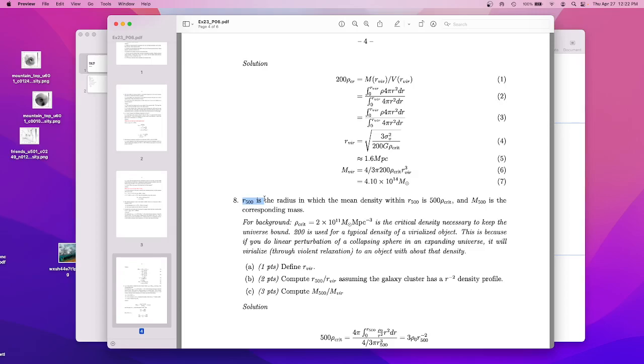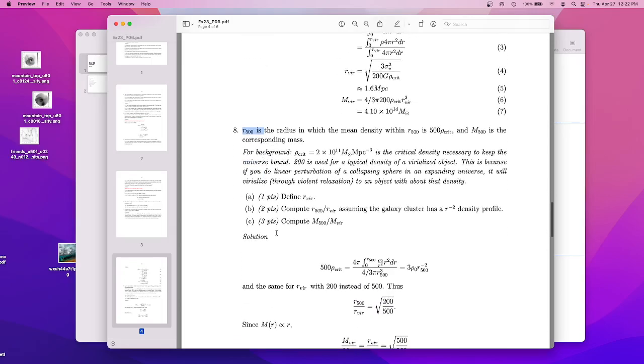So first, define R vir. The reason that I ask you to define R vir is sometimes I assign this problem without doing the other one, and so I want to put whatever the virial radius is in people's heads. So whatever you put there, you're probably going to get points for. The second bit is compute R500 over R vir, assuming the cluster has a 1 over R squared density profile.